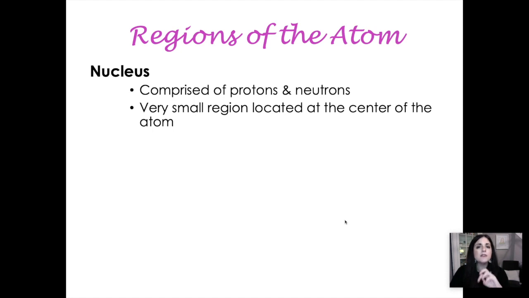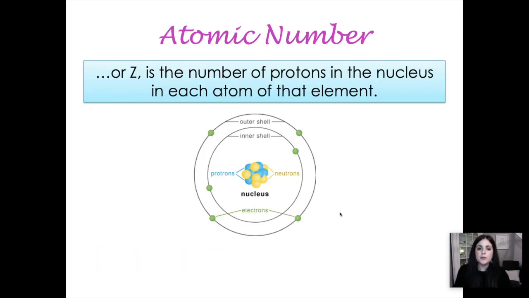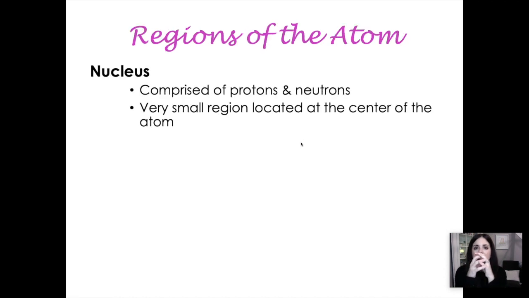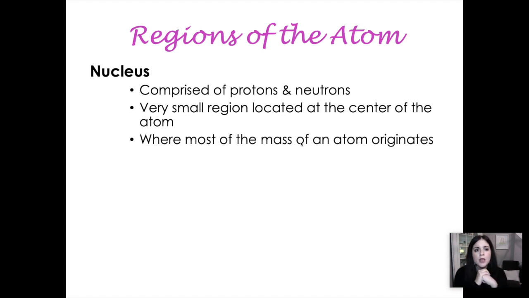Your nucleus is very, very small in comparison to the rest of the atom. If I go back to this picture, notice that the nucleus is relatively small compared to all of this open space right here. So your nucleus is a very small, dense region at the center. Those protons and neutrons are packed really tightly with one another. This is where most of the mass of an atom originates, because your protons and neutrons are significantly larger than your electrons. So your nucleus is in the center, made of protons and neutrons.